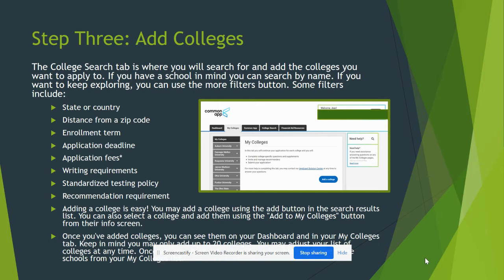to do some filters. For example, maybe you just want to look at schools in the state of Pennsylvania or distance from your zip code. So you can also do a college search using the filter section. Adding a college is easy. You just click the Add Plus button. Once you've added it, you can see them on the dashboard. And not only can you see them on the dashboard, but you can see how many teacher letters of recommendation, if any, they accept, what the deadline dates are, what the application fee is, and what any school-specific questions are.